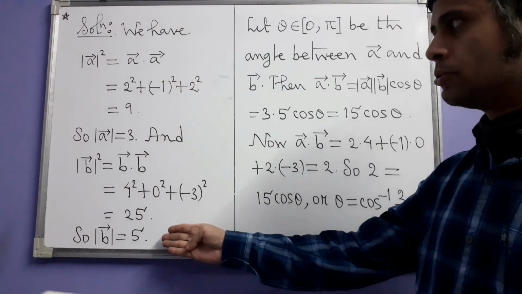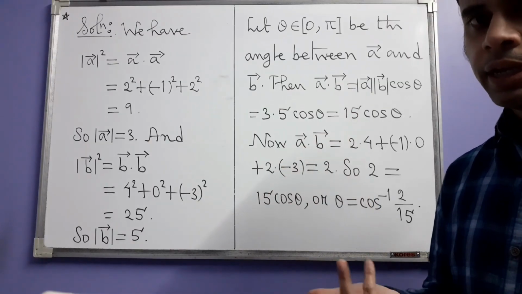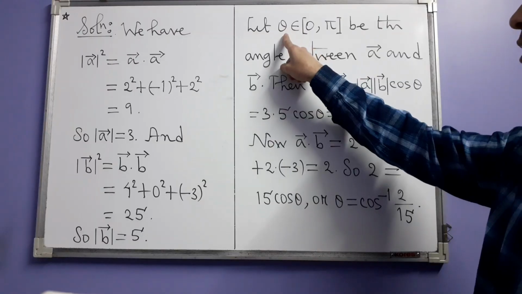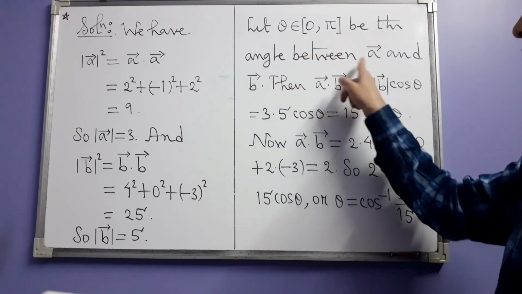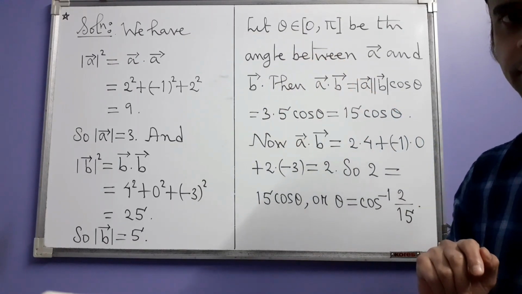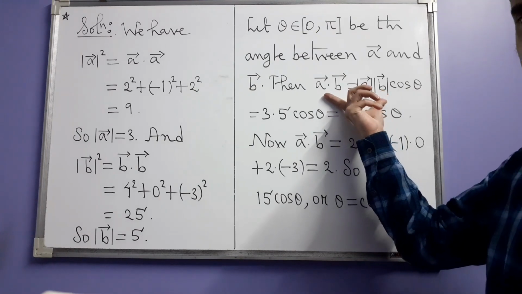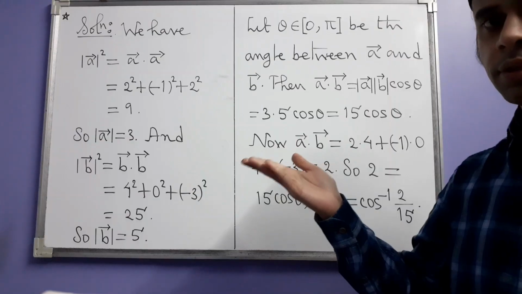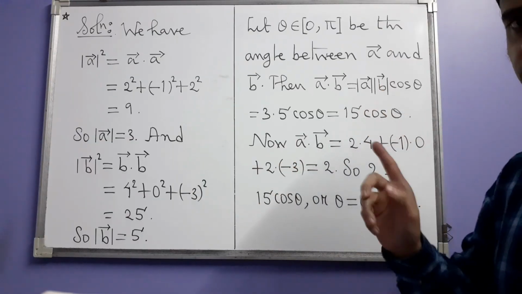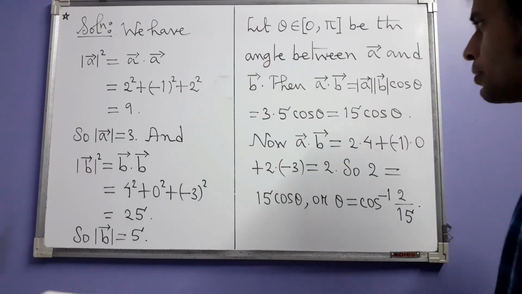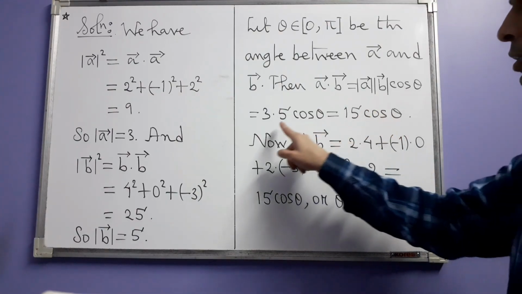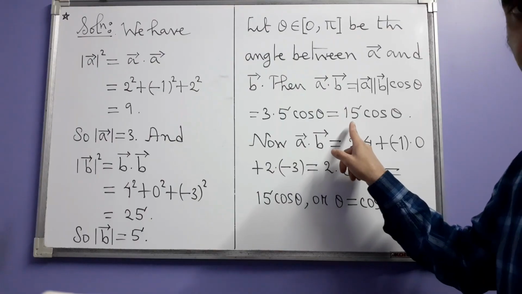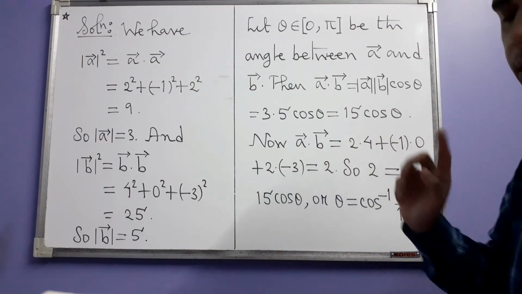Besides these magnitudes, we also need the angle between A and B. So let theta, and here we write explicitly, let theta which lies in this interval be the angle between A and B. Then we use this definition of A dot B. We already know that A and B are both non-zero. So we use the original definition, not that extension. So here we can directly use the magnitudes 3 and 5. So that way we get that A dot B is 15 cos theta.